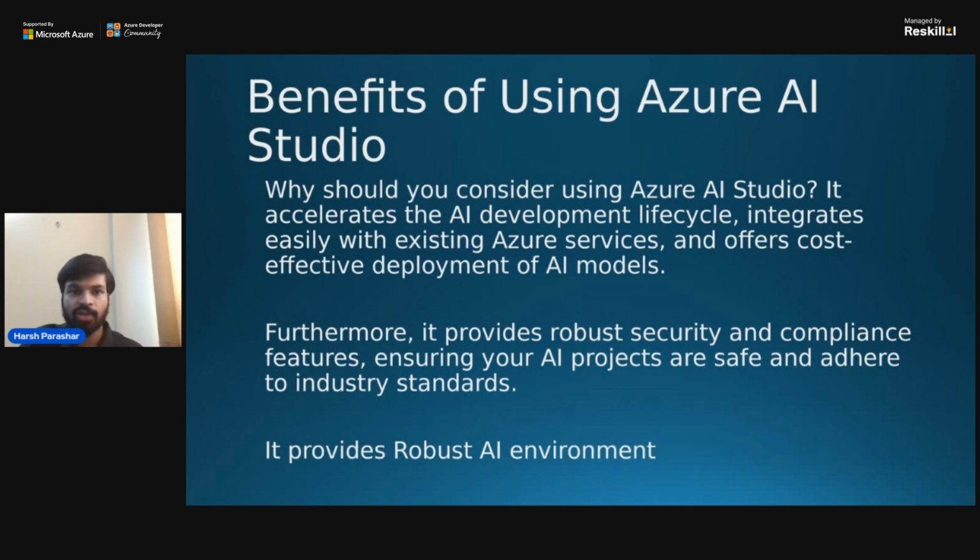Now we can look at the benefits of using Azure AI Studio. It provides limitless robust features. Basically, it provides a robust AI environment, so it has all types of platforms, tools, user community, cloud platform, user database, integration with Windows, integration with multiple platforms, integration with multiple libraries, and integration with multiple partners, business partners, startups or the student community. So it is a robust platform, and it provides security and compliance features so that your AI projects are safe and adhere to industry standards.